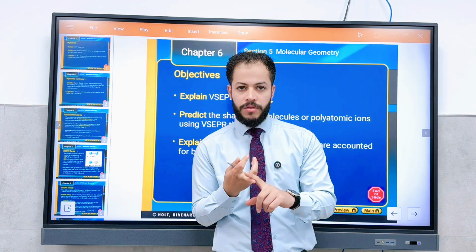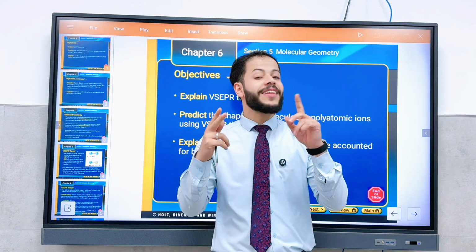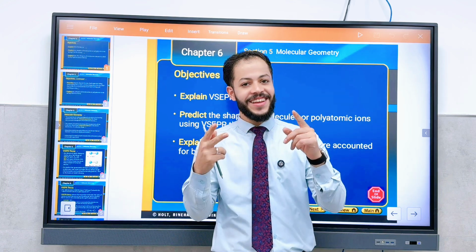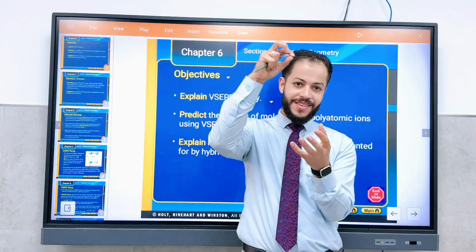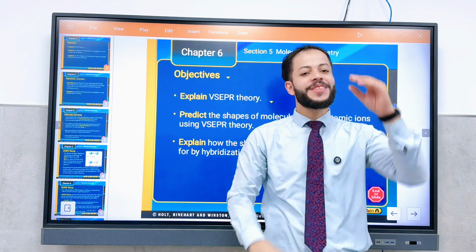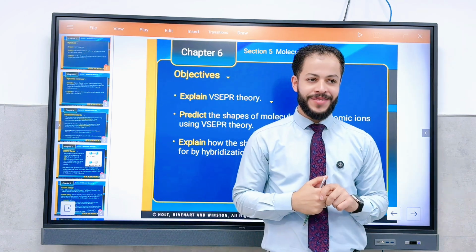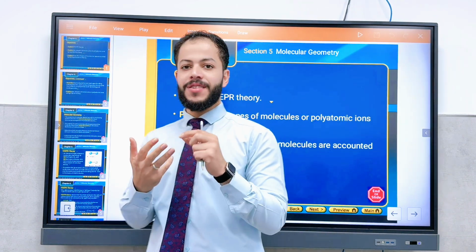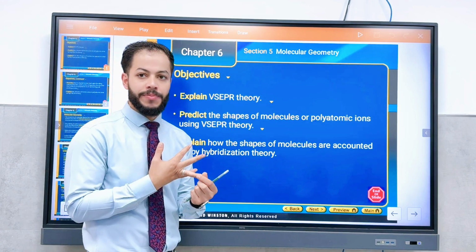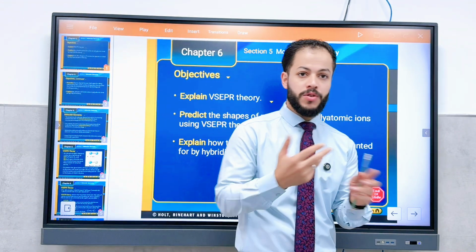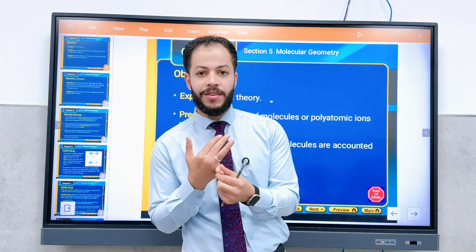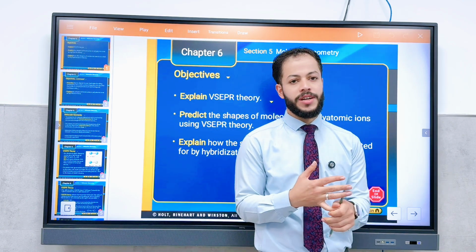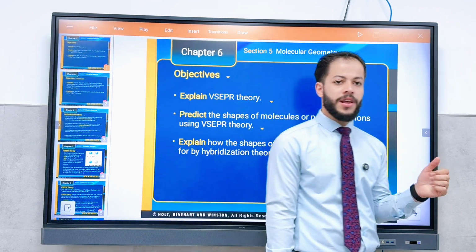A three-atom molecule is linear if it has no lone pair on the central atom. It's bent if it has a lone pair on the central atom. Then we talk about a four-atom molecule: trigonal planar or trigonal pyramidal, according to the lone pair. Then for a five-atom molecule, we said tetrahedral; six atoms, octahedral; seven.